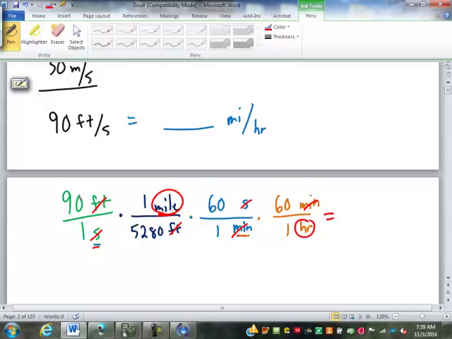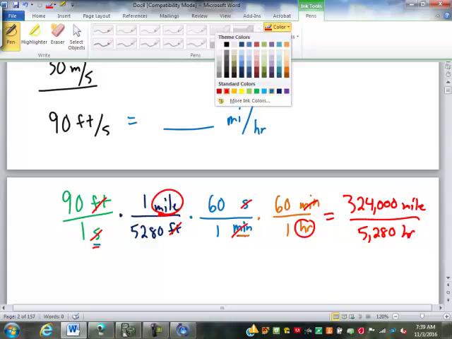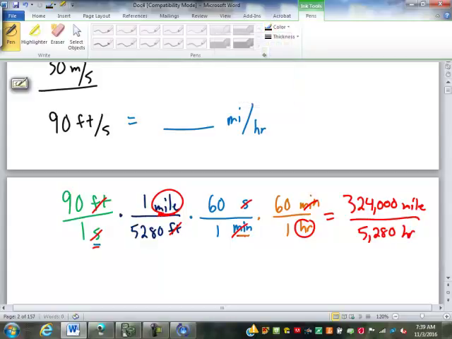So on top, I've got 90 times 1 times 60 times 60. Oh, what is that? 324,000. My only units up there is miles. On bottom, I've got 1 times 5280 times 1 times 1 hour. So it's 5,280 hours. And then I just have to divide that out. 324,000 divided by 5,280. What, 61.36 miles per hour.